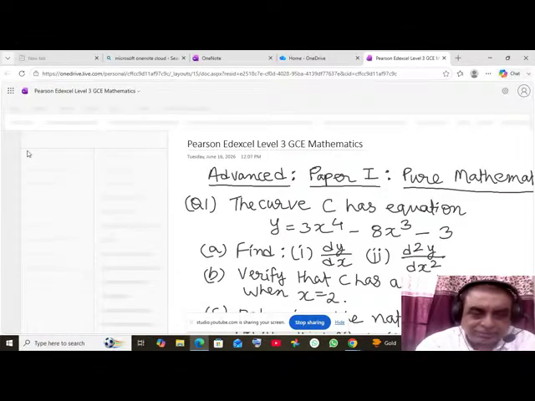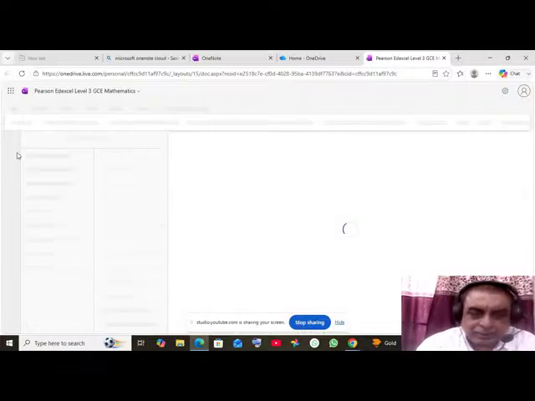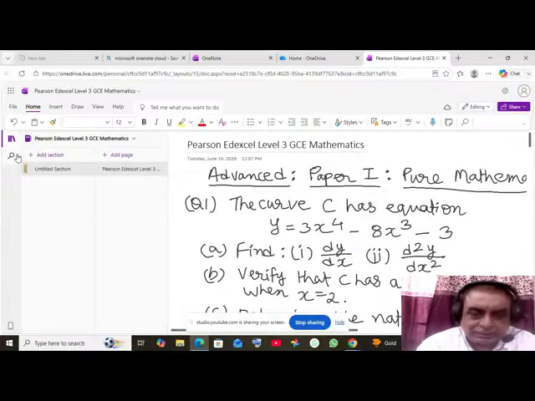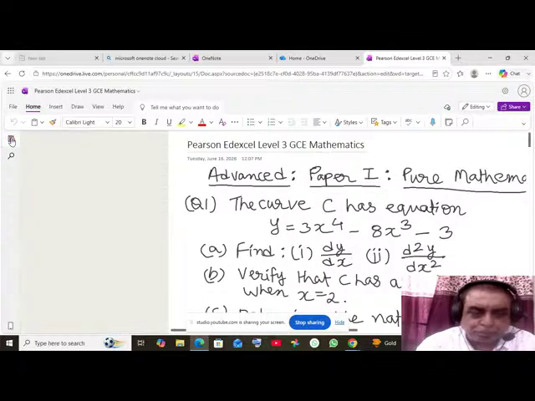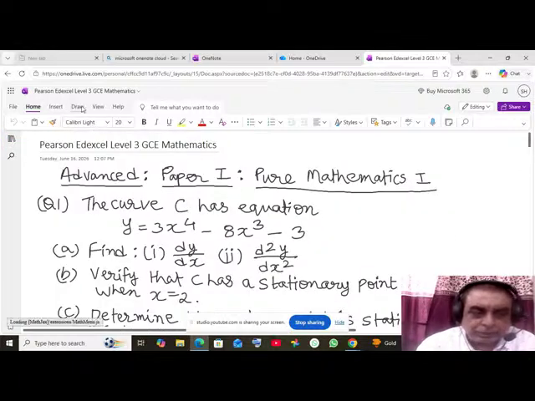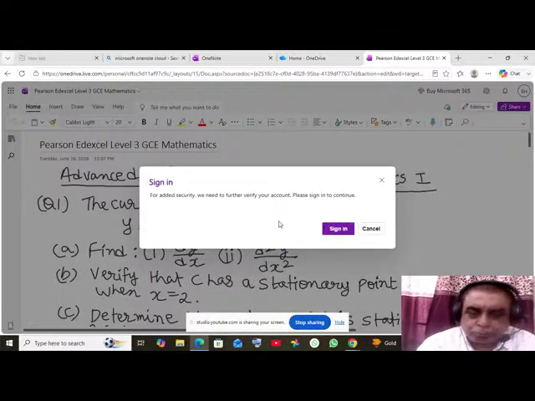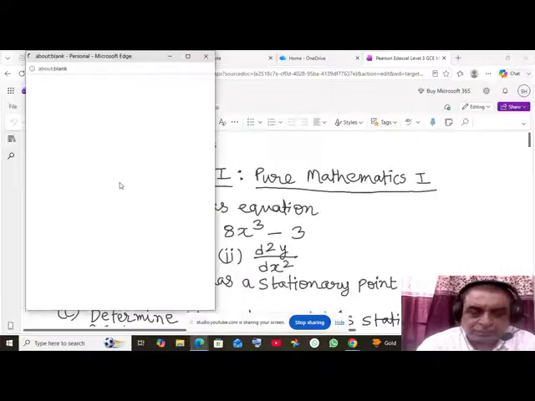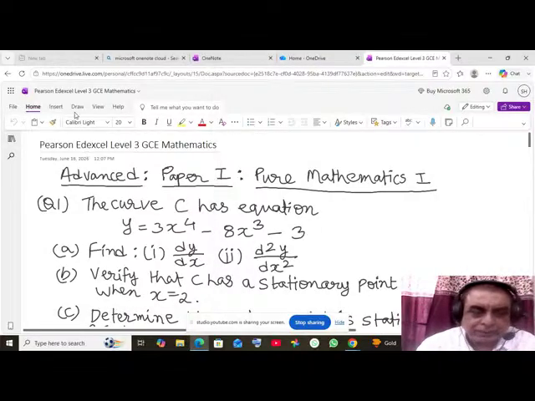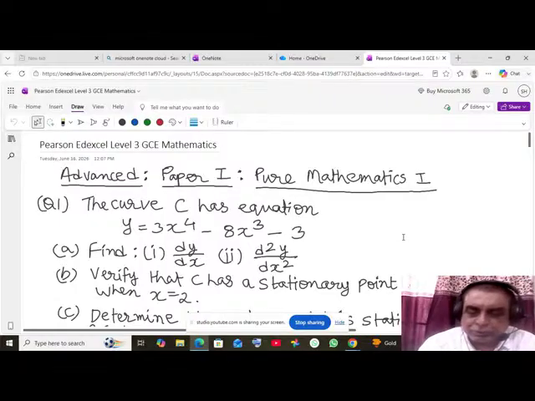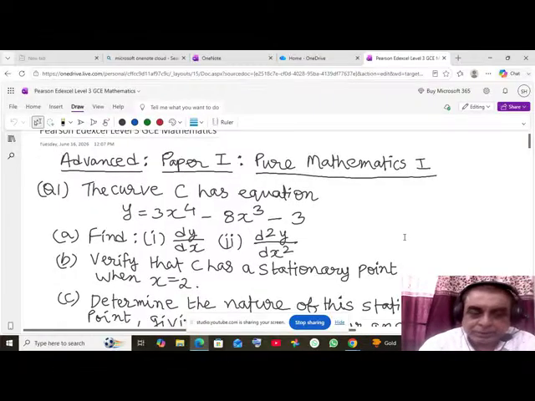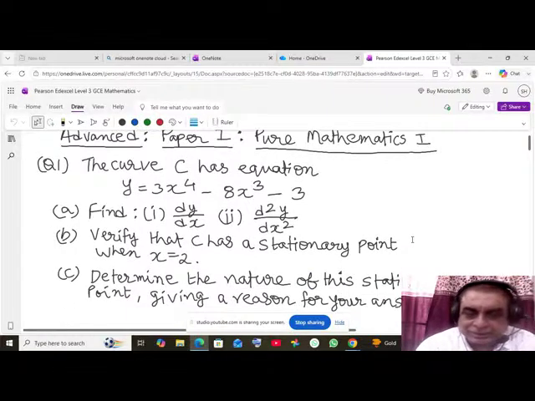Okay, this is the paper of Pearson EDEXCEL Level 3 GCE Mathematics paper. Today we will be doing only 4 questions, otherwise the video will become very large. The other questions of this paper I will be doing on other days. So question number 1 reads like this.